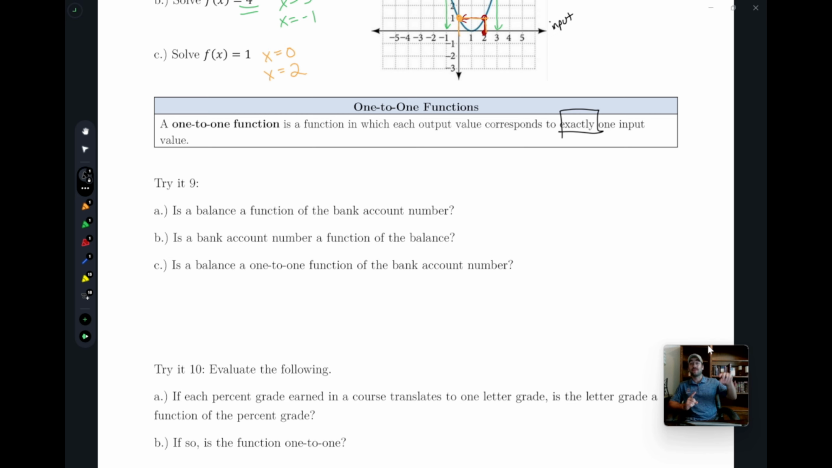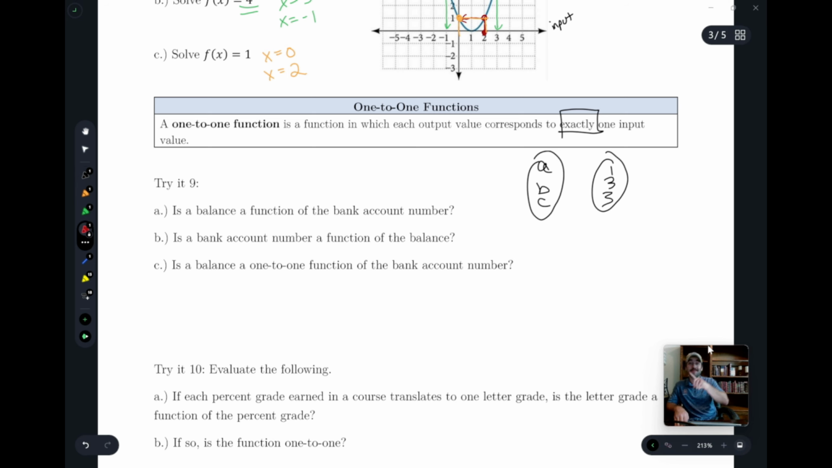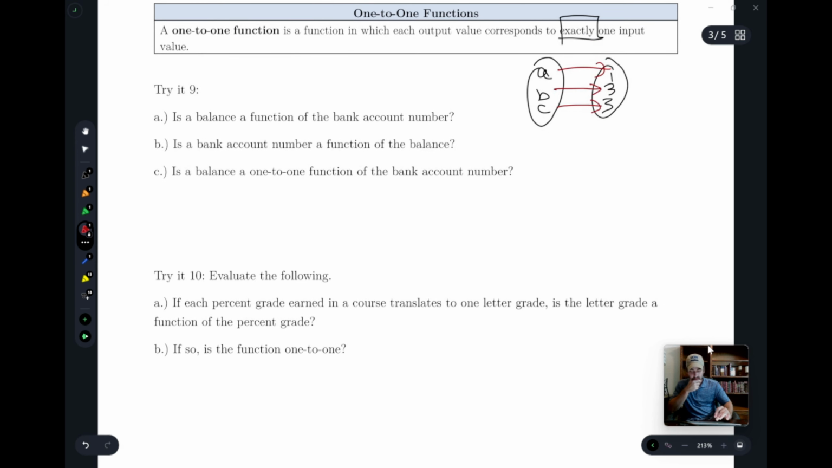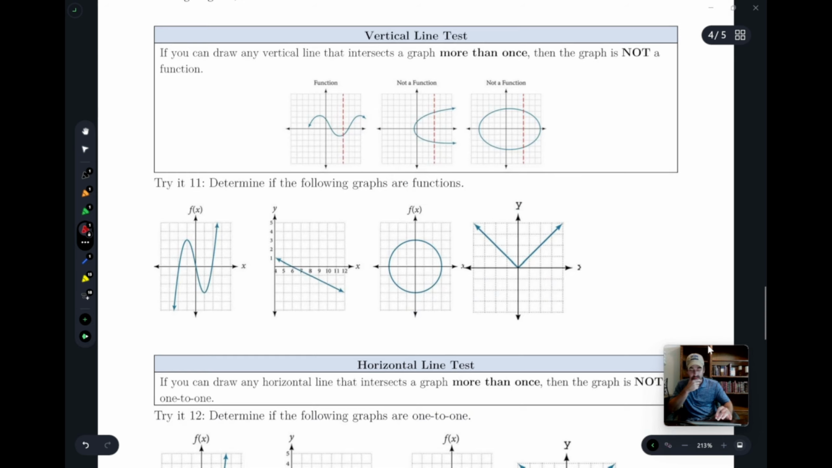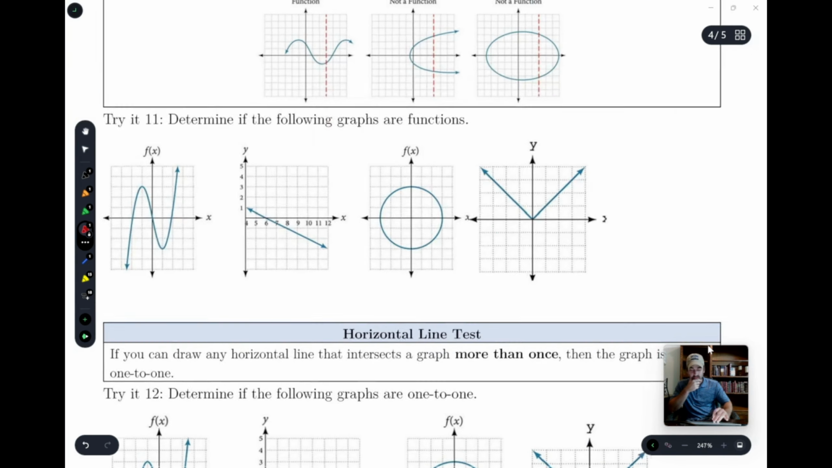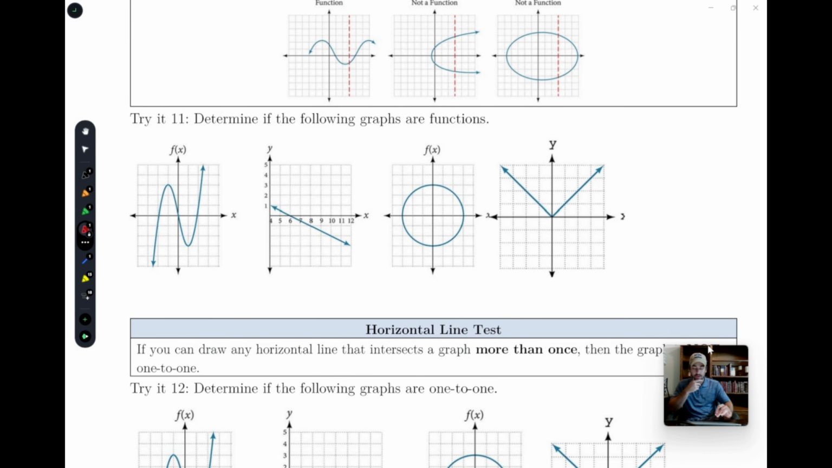And there aren't 2 corresponding to the exact same output value, right? So what that basically means on that function, if we've got A, B, C, 1, 2, 3, and we've got a function mapping, a mapping diagram going that way, they're always going to have straight lines. You're never going to have a mapping diagram where 1 input goes to 2 different outputs. So let us move forward to this vertical line test and see if we can determine functions and determine one-to-oneness.